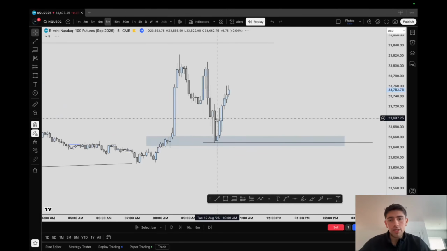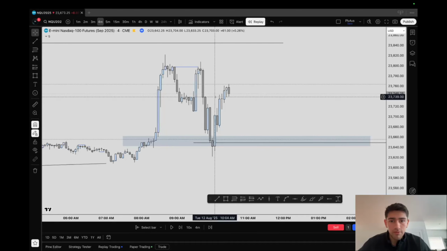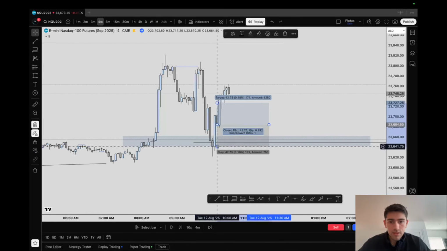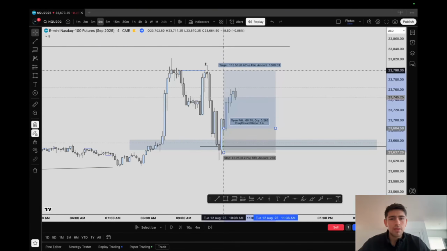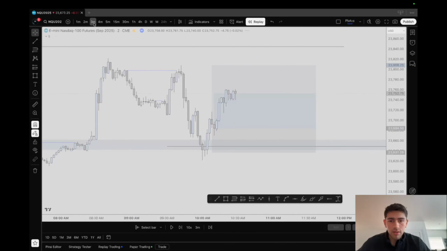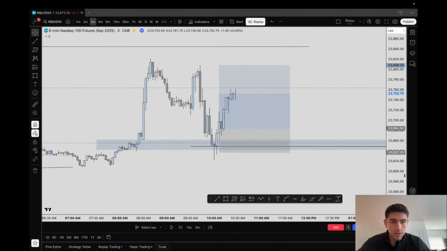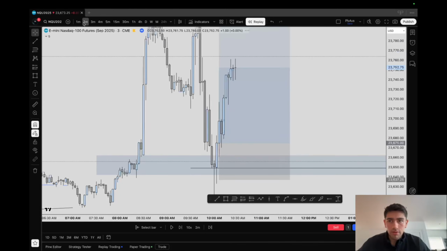What am I looking for? An entry, right? So my entry would be inside here. There's a 4 minute inversion here, so I would enter long right here. Stop at the low. I took this trade actually. I feel like I took this trade. I'm not gonna lie, it was a 3 minute. I think I took this 3 minute, I believe.